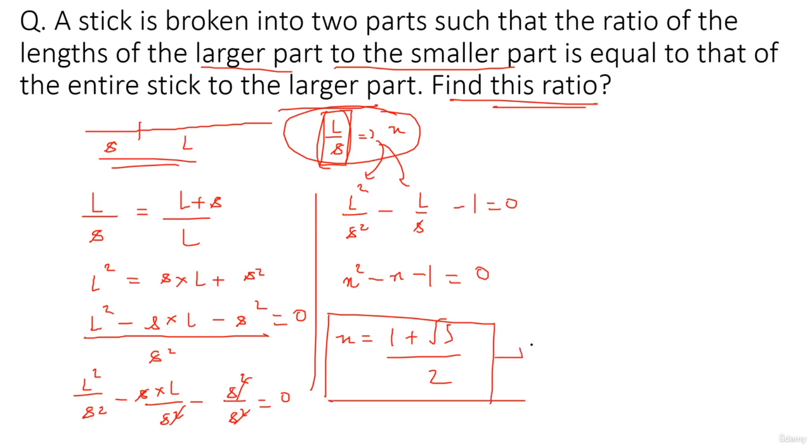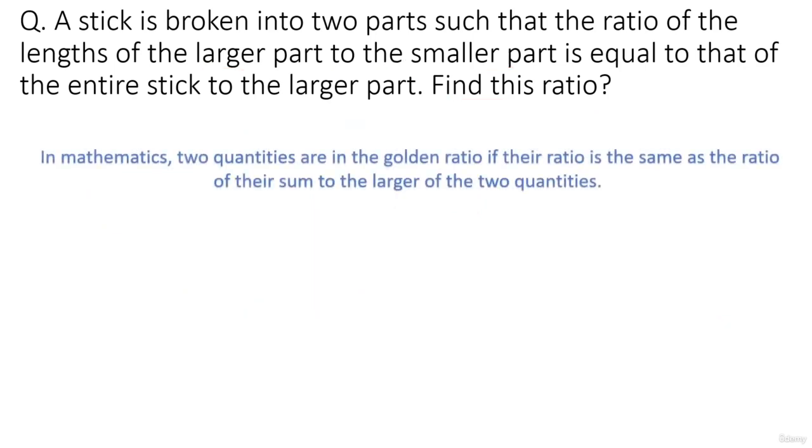Now guys, if you observe carefully, this 1 plus root 5 upon 2 is basically 1.618 approximately. And what is this? This is called phi, or the golden ratio. In this question you would have observed that you take a stick, and the ratio of the entire stick to the larger part is the same as the larger part to the smaller part, right? Whenever this happens, guys, the ratio is always the golden ratio. So always remember, in mathematics, two quantities are in the golden ratio if their ratio is the same as the ratio of their sum to the larger value.